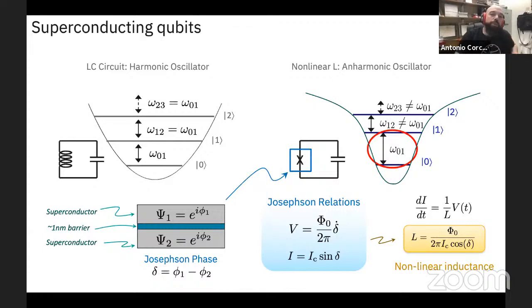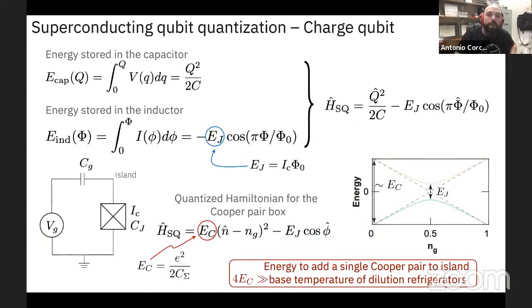But in principle, we operate this with the intention of only addressing two of them. Now, there is a variety of flavors in superconducting qubits, and it all depends on how we distribute the energy between the different parts of the circuit.